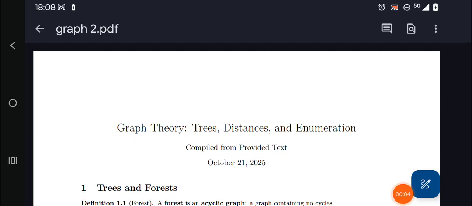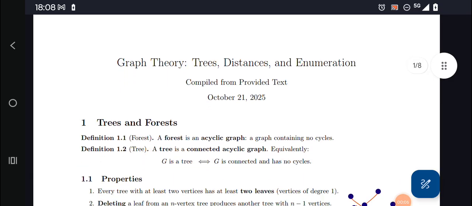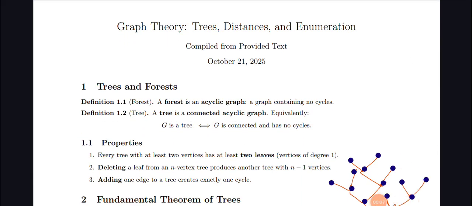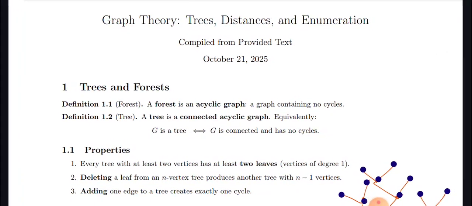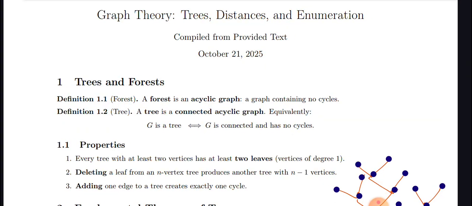collective resource you have. We'll start with what makes a tree, move through its fundamental properties, analyze distances, and then finish up with some really elegant ways to count them, including the legendary Prüfer code. All right, let's jump right in. Let's do it. Okay, so let's unpack this right at the foundation.